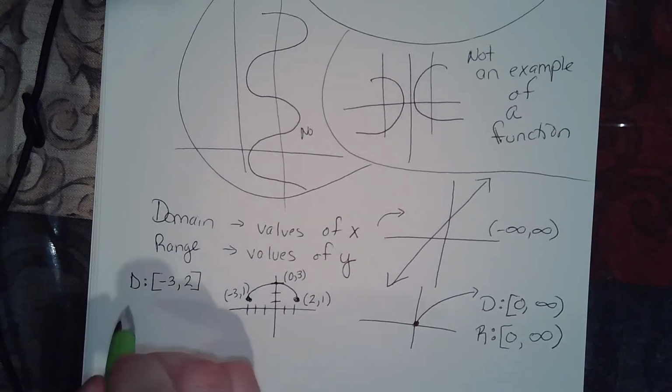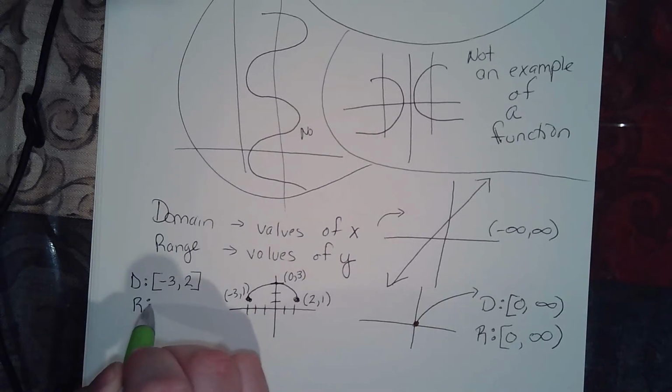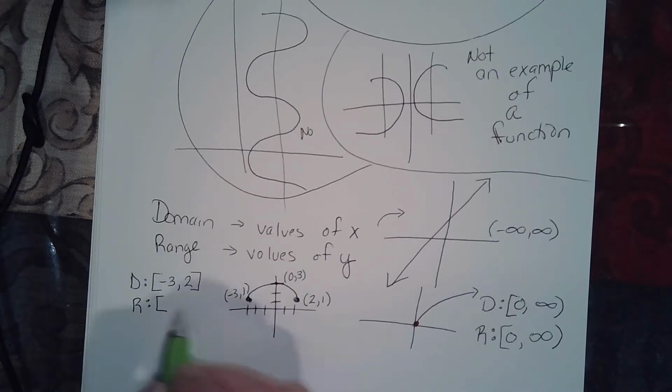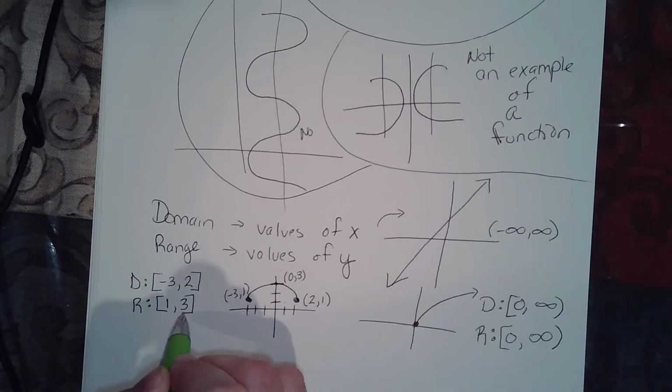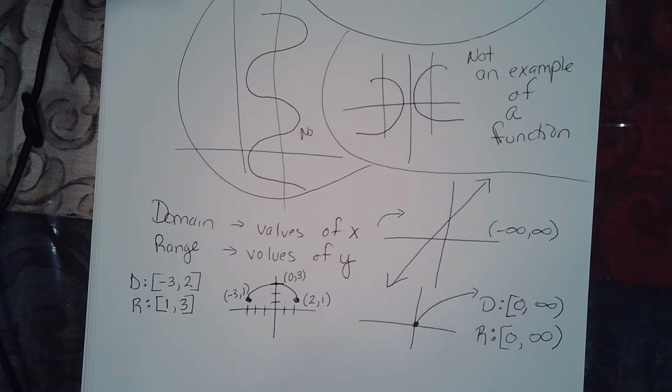Same thing with range. If we look at our range, it is a hard set. I started at, well, my y value is 1. We go up as high as 3. Hard set also because that does not go any further. So this has a hard set for domain and range.